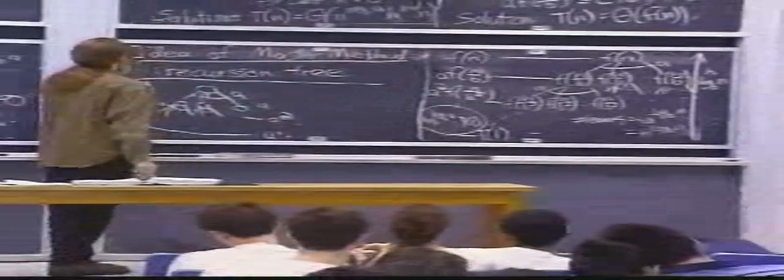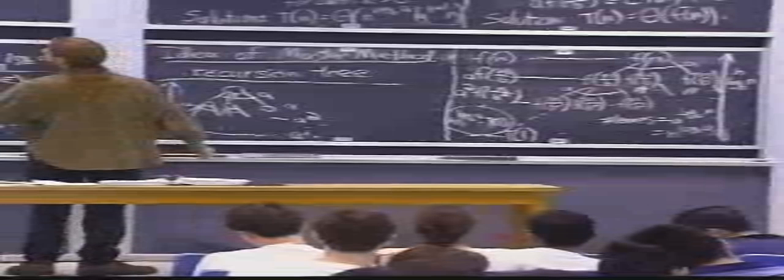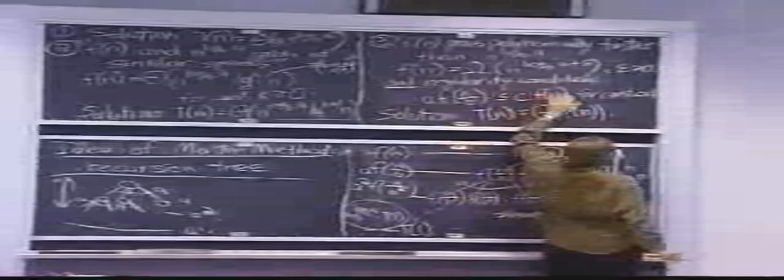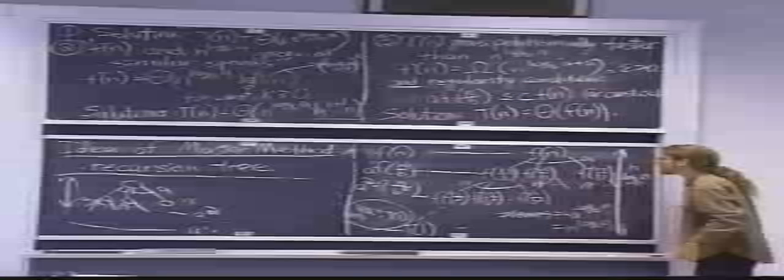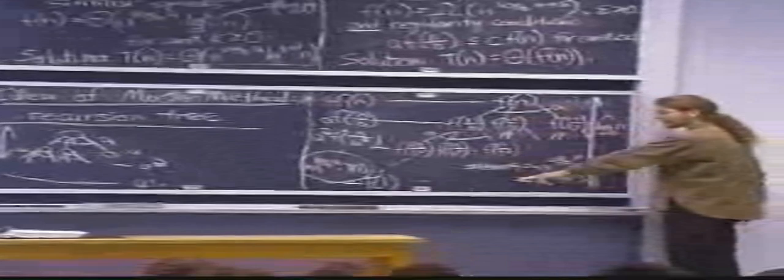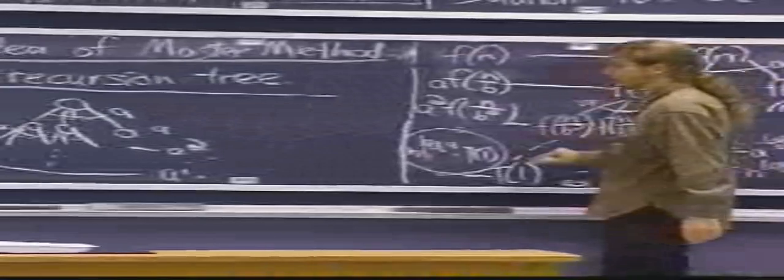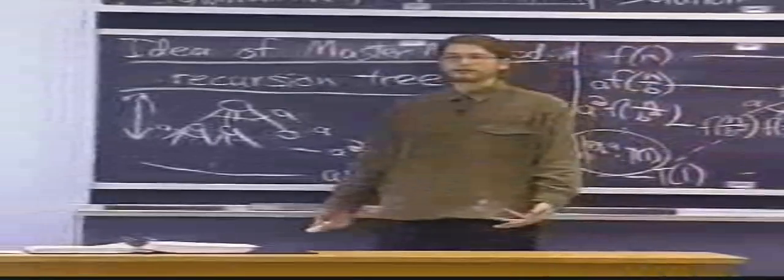So what were we comparing in the master method? I've erased the master method. Sorry. We were always comparing f of n with n to the log base b of a, because f of n was the top level, and n to the log base b of a, up to a constant, was the bottom level. And so it turns out, if one of these is bigger, it dominates.